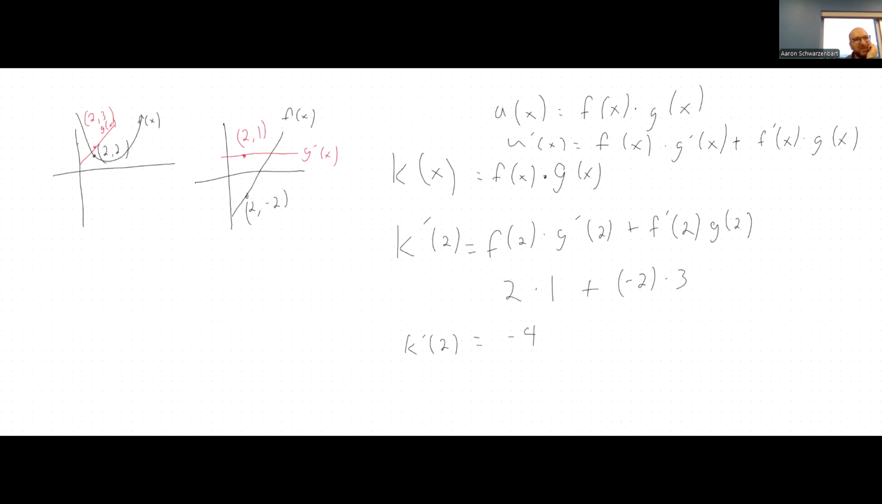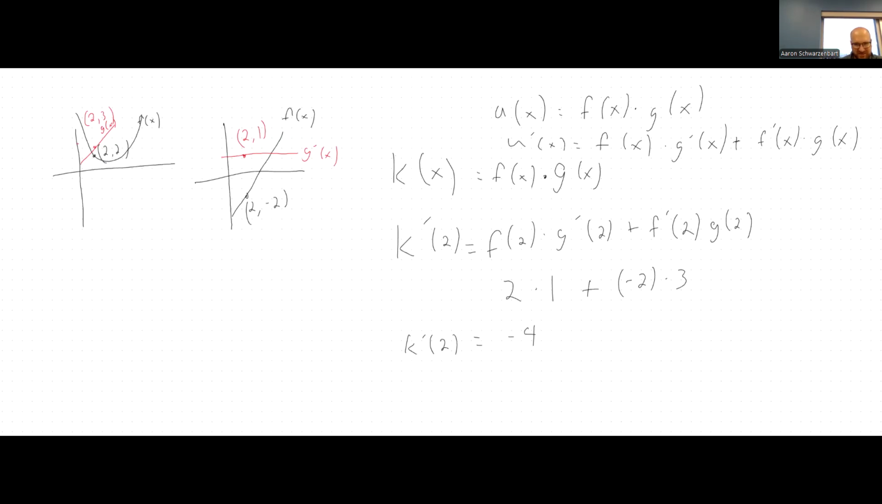That makes sense? You will have one like that on your review and one like that on your final. That's all there is to that. You're like, okay, that sounded bad, but it's not bad. You just have to actually remember to use the product rule and then just take your numbers off the graphs that are given to you.